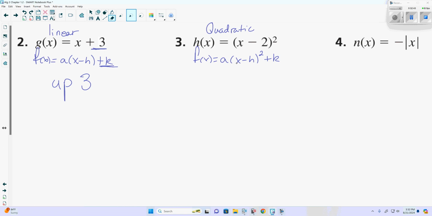h tells us we do have a left or right, yes? And it would indeed be right 2. Because with left or right, it's always the opposite of what we think. Since it's minus, it looks like it should be left, but it's actually to the right. The next one is absolute value.